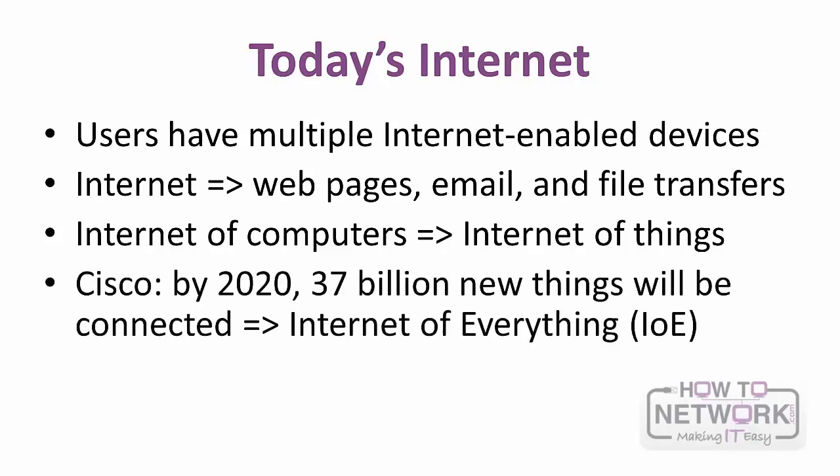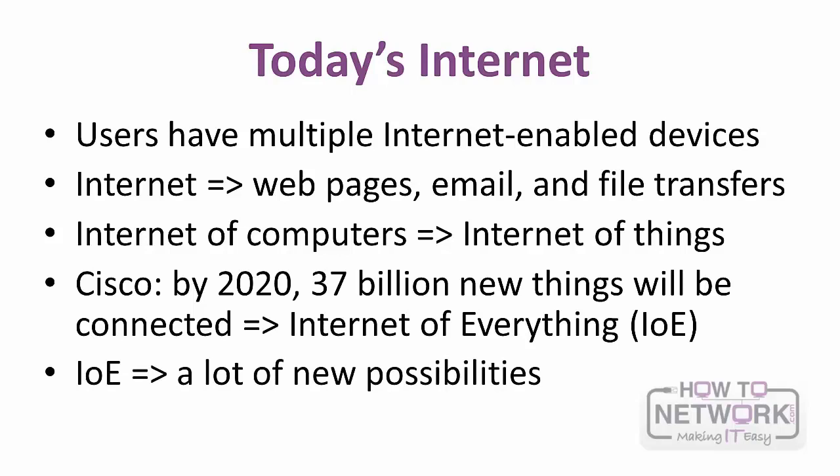Cisco predicts that 37 billion new things will be connected by 2020, and the Internet of Things will quickly evolve into the Internet of Everything. Through the connections in the Internet of Everything, even the smallest things, thermostats, cars, lights, or alarms, will have the ability to communicate with each other and shape our planet. Think of all the possibilities when Internet-ready devices begin to communicate with each other.